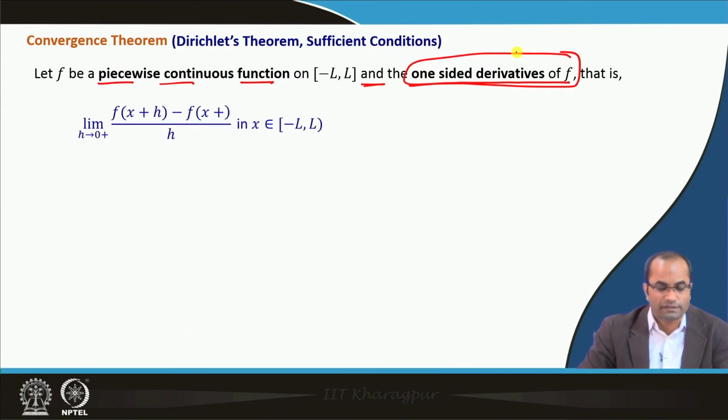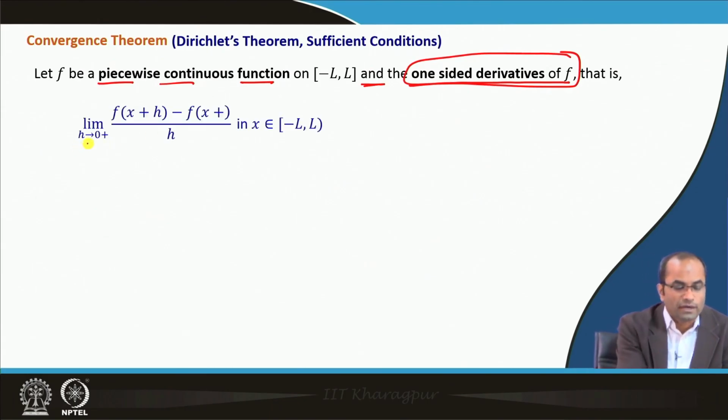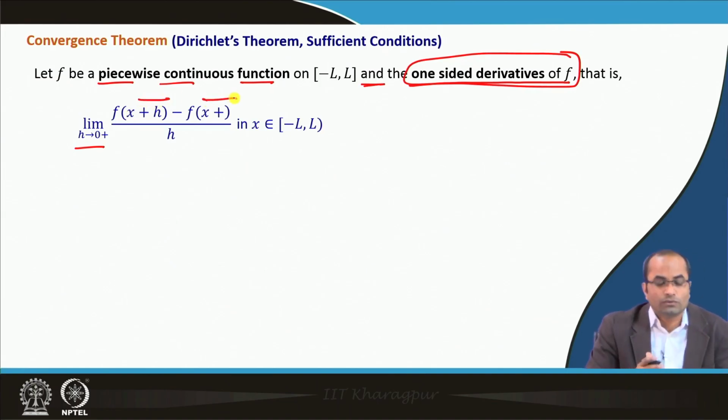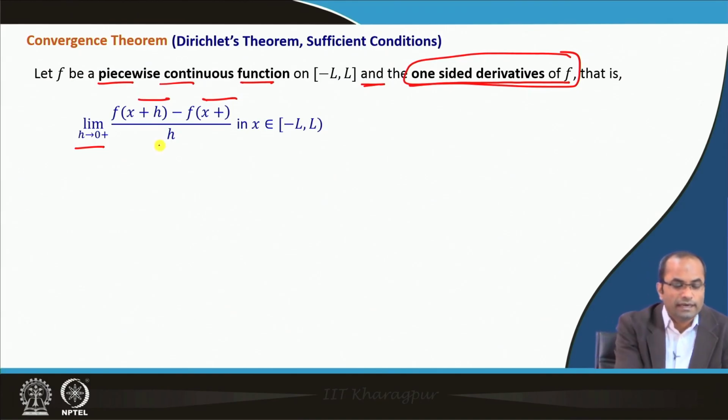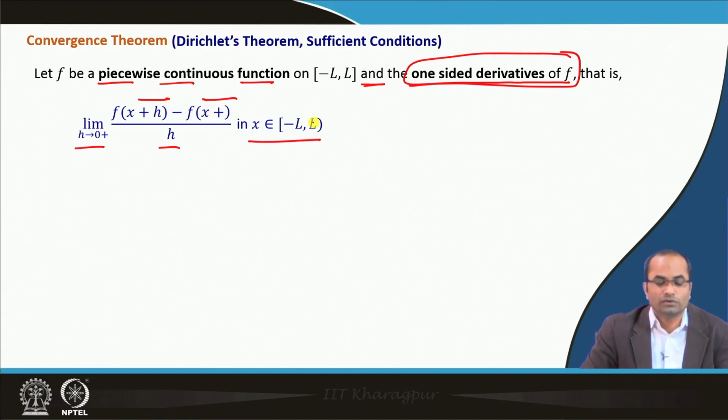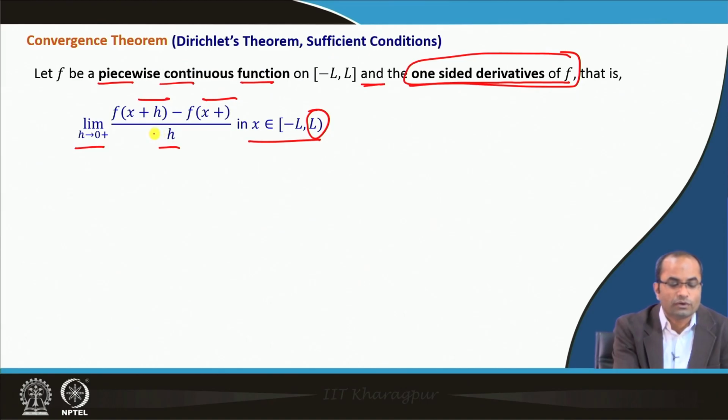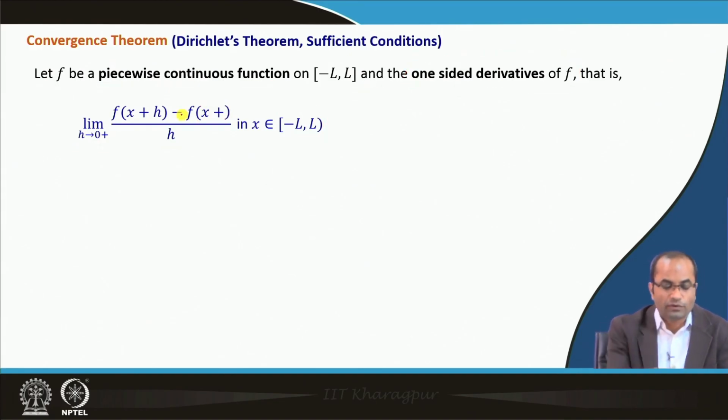What are the one-sided derivatives? The one is here, the right hand derivative: limit h goes to 0, with h taken to be positive, of f(x plus h) minus f(x plus), where f(x plus) is the right hand limit, divided by h. If this right hand derivative exists in this range minus L to L, we are not including L, for instance, here, because we are talking about the right hand derivative. At that point, if we close it, the x plus h does not make sense. So, here we have avoided that boundary point.